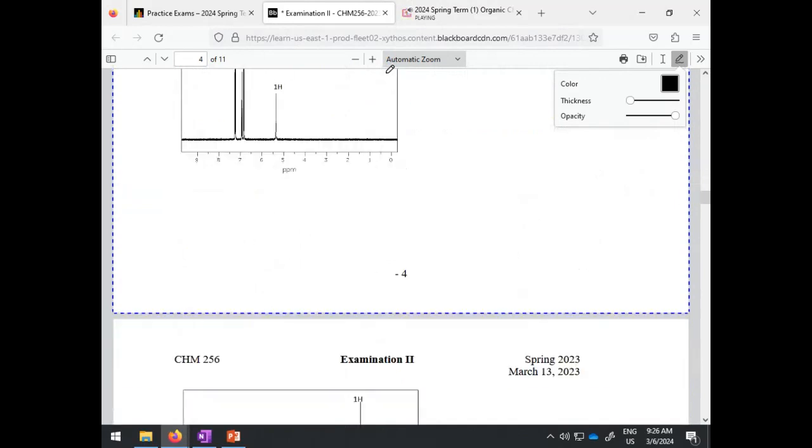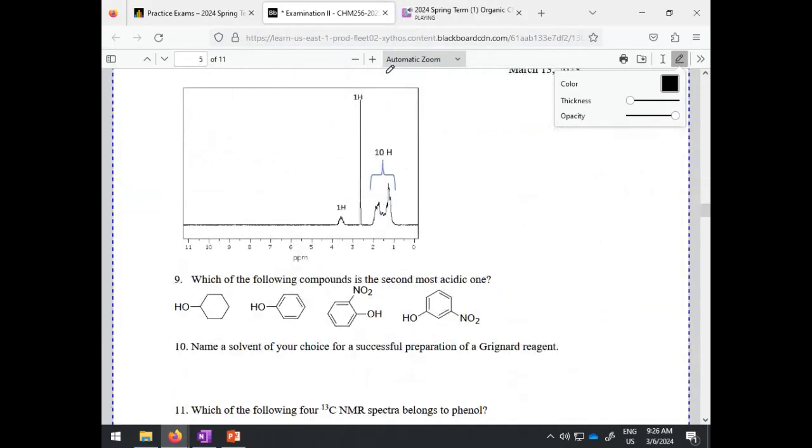Nine? What is this? Oh, most acidic one. First, you don't need to memorize anything here. So the phenols are much more acidic than regular alcohols because the oxygen lone pair can be partially delocalized into the ring.